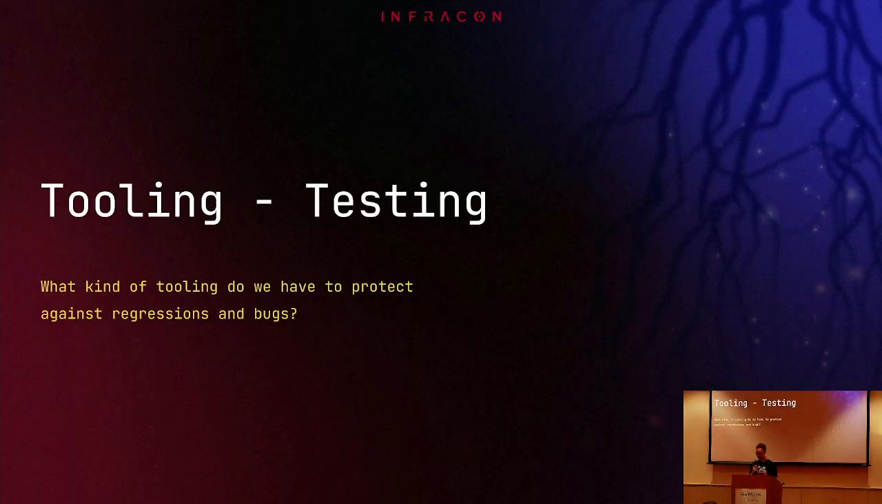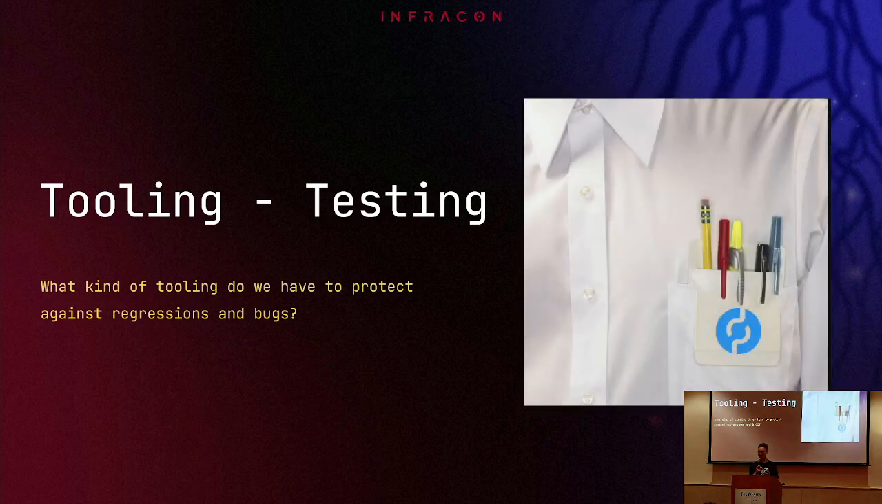All right, so that's kind of how we drive things, but then of course, testing is also super important. So you're probably asking, how do we keep the blockchain safe from bugs and from regressions? Pocket protectors.